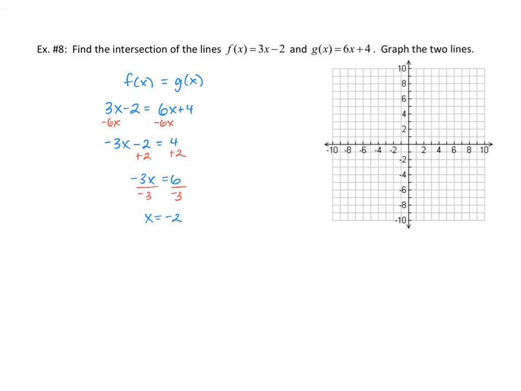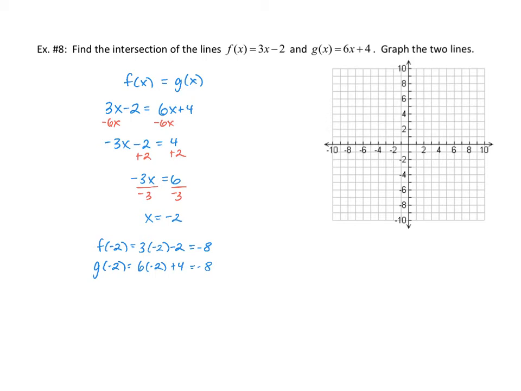If we wanted to know the output value, we can take this negative 2 and plug it into either one of our functions. So if we were to evaluate f of negative 2, we have 3 times negative 2 minus 2. So that's negative 6, take away 2, which is negative 8. But notice if we had done g of negative 2, so 6 times negative 2 plus 4, we have negative 12 plus 4, which is also negative 8.